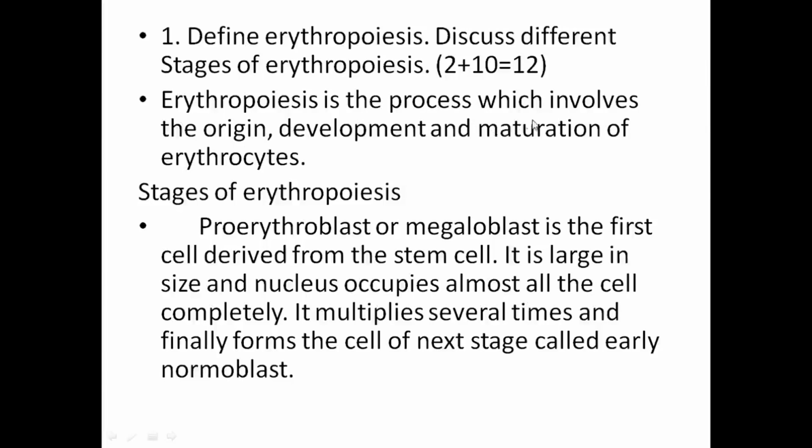Erythropoiesis is the process which involves the origin, development and maturation of erythrocytes. The different stages of erythropoiesis include: the first one is proerythroblast or megaloblast, the first cell derived from the stem cell. It is large in size, the nucleus occupies almost the whole cell, and it multiplies several times and finally forms a cell of the next stage called early normoblast.